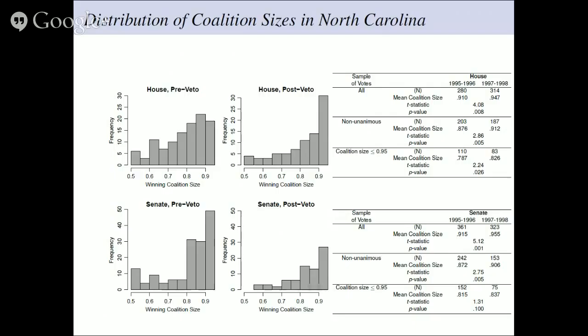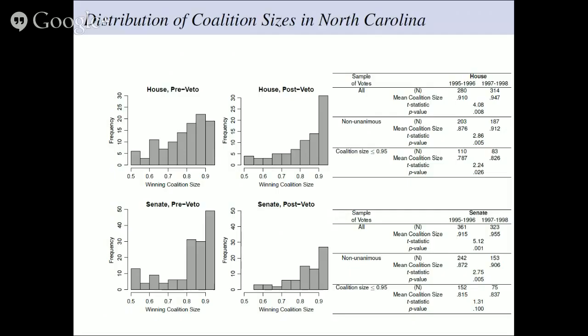The way we collected this data, actually, is we got vote totals from the state of North Carolina in book form or microfiche form and actually read through them and coded up the votes. Okay, you'll notice that in the House, the difference between 95 and 96, regardless of the cutoff, is always statistically significant at the 0.05 level. In the Senate, for all votes or non-unanimous votes, the difference between pre-veto and post-veto is also statistically significant at the 0.05 level. When we get down to votes that are 0.95 or less, it's a 0.1 difference. This is probably simply because there are not very many votes. We're dealing with an N of 75 post-veto.